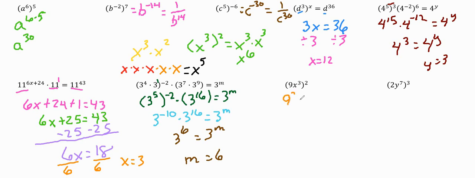You need to see this as 9 squared times x to the 3rd squared. 9 squared is 81, 9 times 9. And now for the exponents, we multiply, and that would give us x to the 6. 3 times 2 is 6. And for the last one, we can rewrite this to be 2 to the 3rd power times y to the 7th to the 3rd power. 2 to the 3rd power, 2 times 2 times 2 is 8. And 7 times 3 gives us 21.